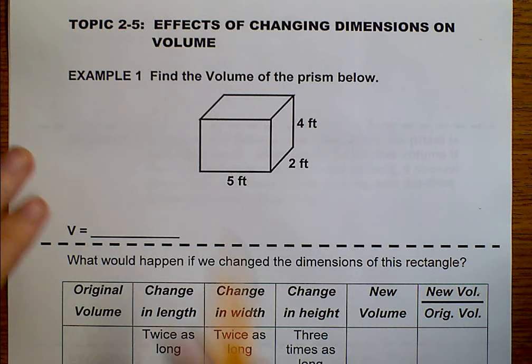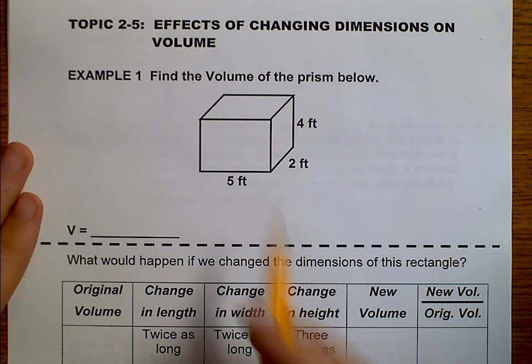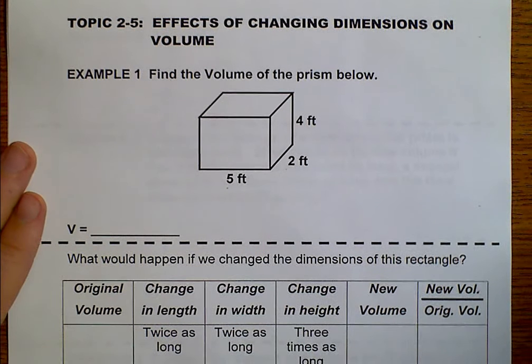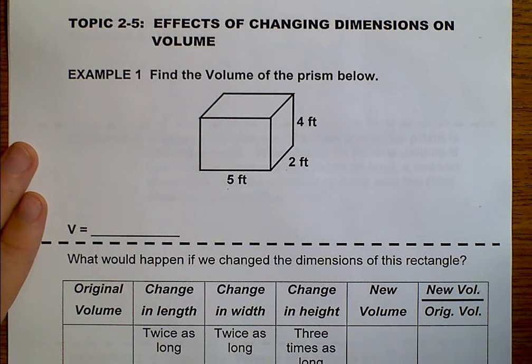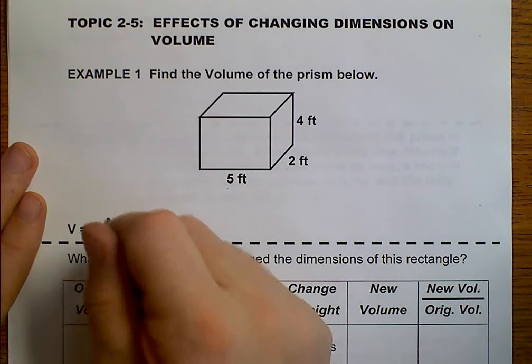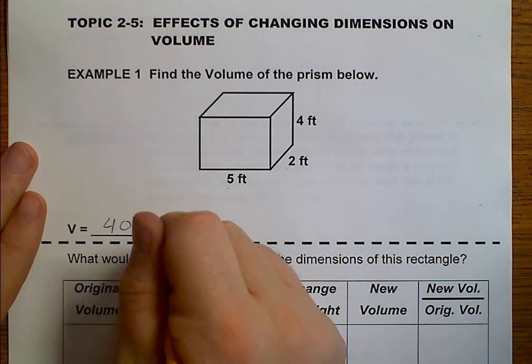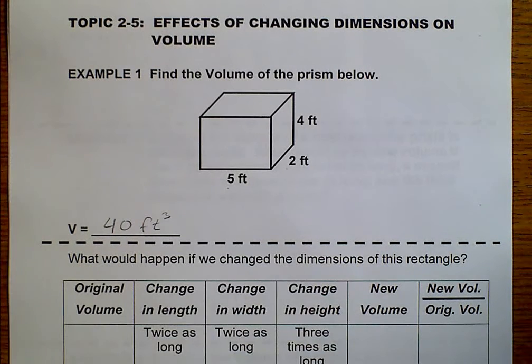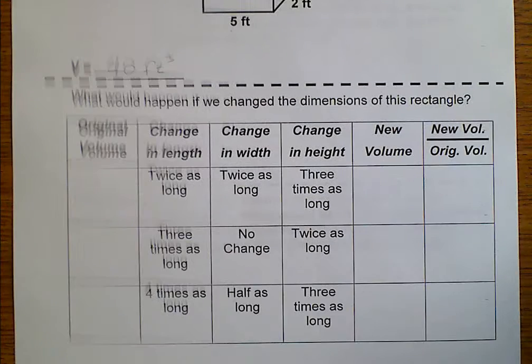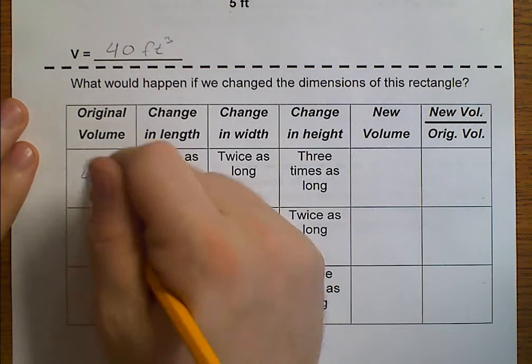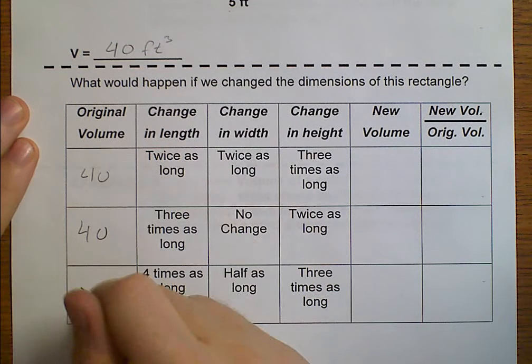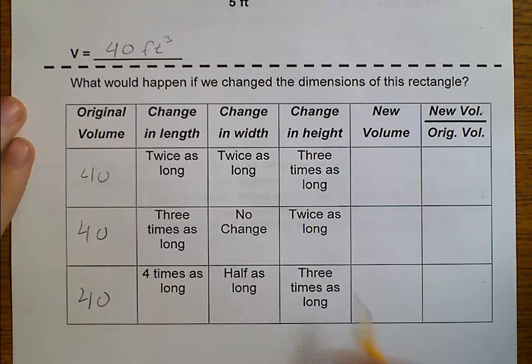So volume of this rectangular prism would be 5 times 2 times 4, which is 40. And so the volume is 40 cubic feet. Well, let's go ahead and just fill this in. We're always starting up here at 40. And now we're changing our length, width, and height.